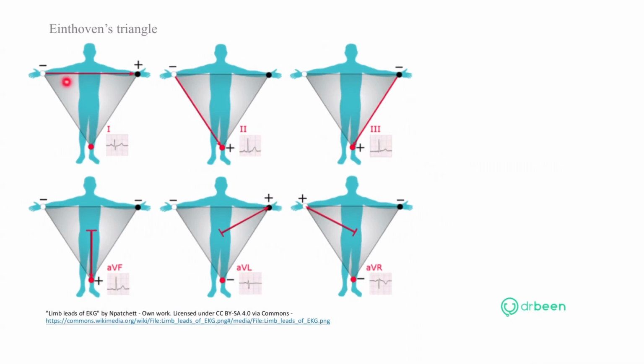This is lead 1 here. Lead 1: negative on the right arm, positive on the left arm. This is lead 2. Lead 2 is right arm negative, positive on the left leg. Lead 3, left leg positive and left arm negative. We'll also talk about the augmented leads, which use Einthoven's triangle. So let's talk about that now before we continue further with the limb leads and chest leads.